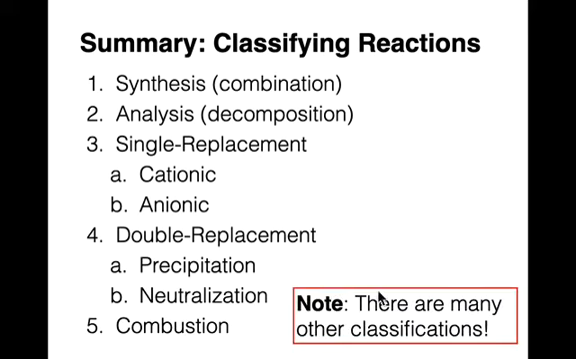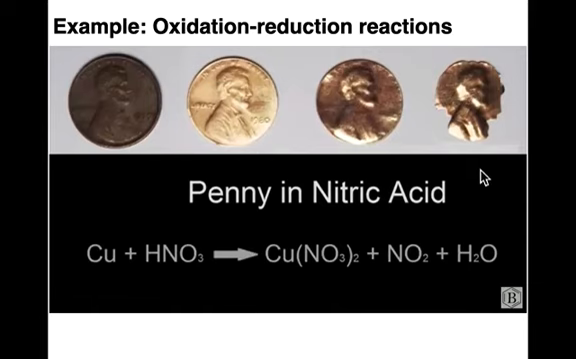However, there are many, many, many other classifications. So let me give you an example. You don't need to copy this down. I just thought I'd show you this. Kind of cool. Okay, this is called an oxidation reduction reaction. And what they're going to do is drop a penny into nitric acid.